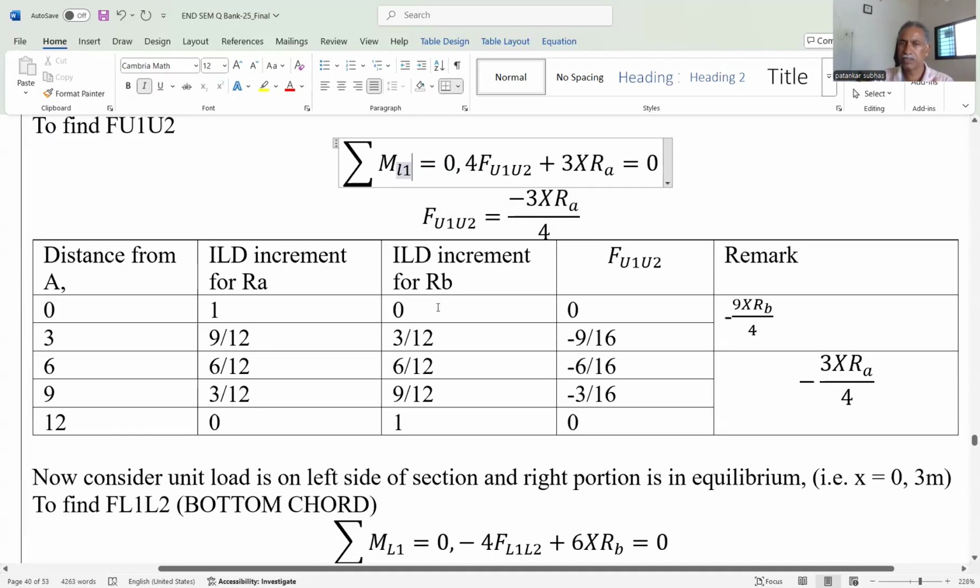And for RB: 0, 3 by 12, 6 by 12, 9 by 12 and 1. Okay, these are the vertical increments from the ILD. The first equation is applicable for 0 and 3. That's why I have already written minus 9 by 4 into RB. So here we have just put the value of RB, that is this one.